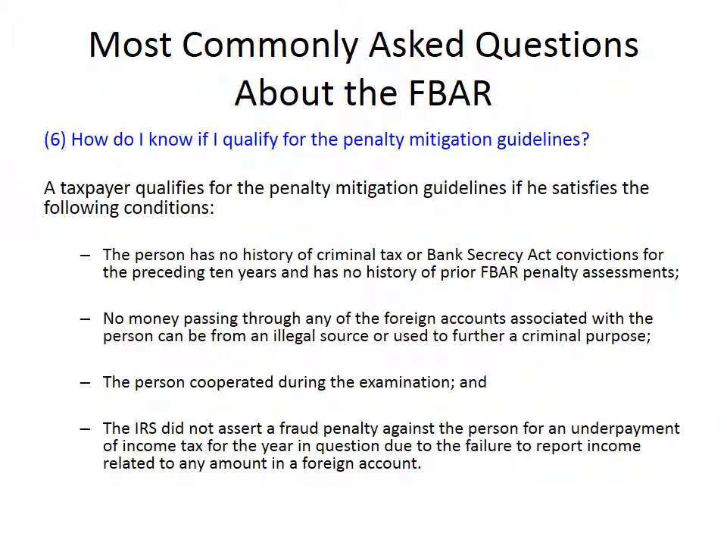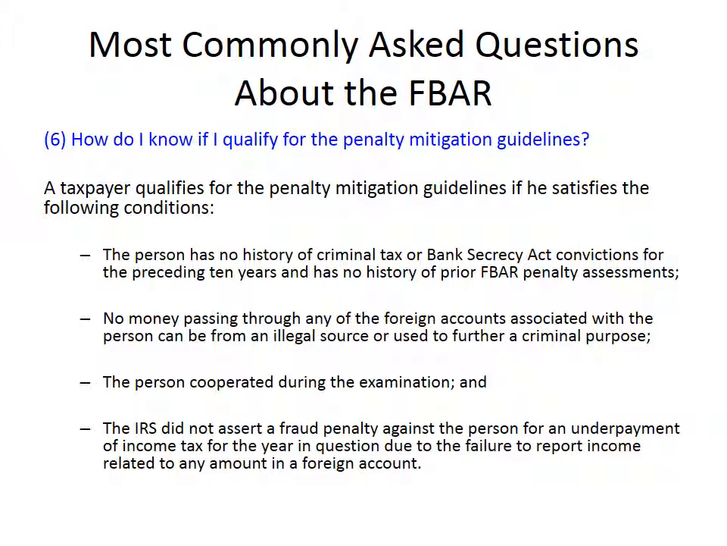Well, the next logical question is, since we've discussed the penalty mitigation guidelines, how do I know if I qualify for them? Well, a taxpayer qualifies for the penalty mitigation guidelines if he satisfies the following conditions. And I should probably preface this by telling you that the vast majority of taxpayers do qualify for the penalty mitigation guidelines, and you might realize right away why. The first condition is that the person has no history of criminal tax or Bank Secrecy Act convictions for the last 10 years and has no history of prior FBAR penalty assessments.